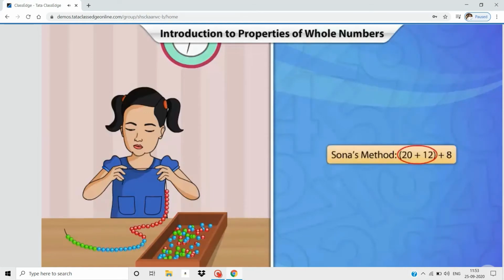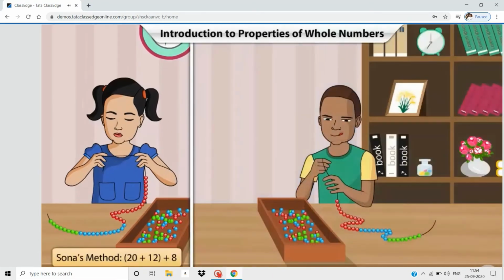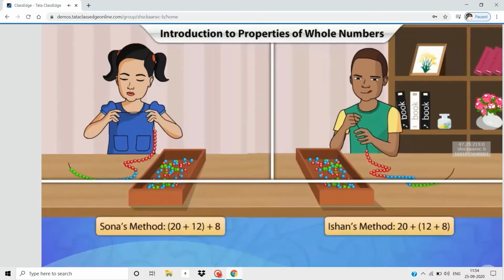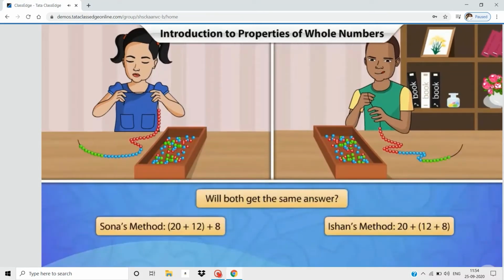Sona first adds 20 and 12, then adds the sum with 8. Now it's Ishan's turn. He added 12 and 8 first, then their sum with 20. Will they both get the same answer?